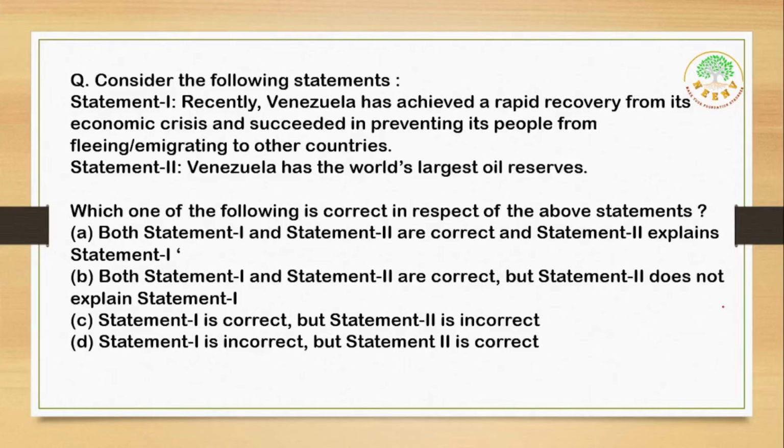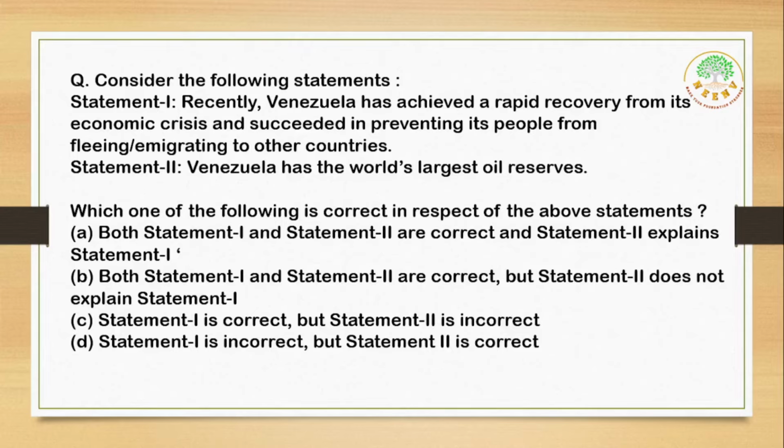Let's discuss the next question. Consider the following statements. Statement 1. Recently, Venezuela has achieved a rapid recovery from its economic crisis and succeeded in preventing its people from fleeing or emigrating to other countries. Statement 2. Venezuela has the world's largest oil reserves. Which of the following statements are correct?